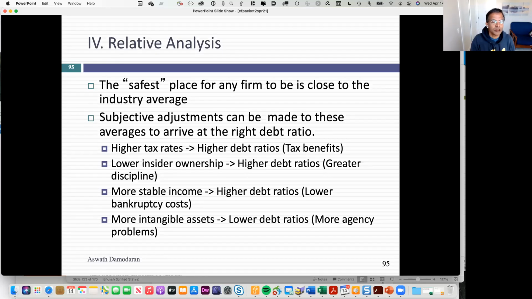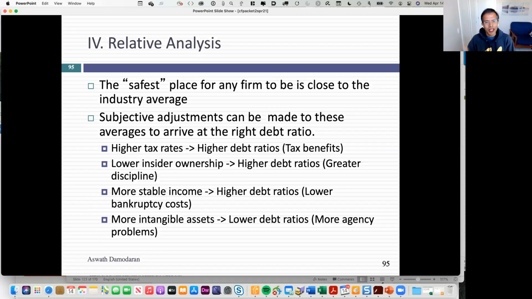If a very small percentage is held by insiders, I would expect you to borrow more money simply because you need debt to discipline you. You don't have somebody within the firm saying, don't take that project. If your income is more stable as a company, I would expect you to borrow more money than if your income moves around. That's pretty intuitive, right? If you have unstable income, you don't want to go out and borrow money.